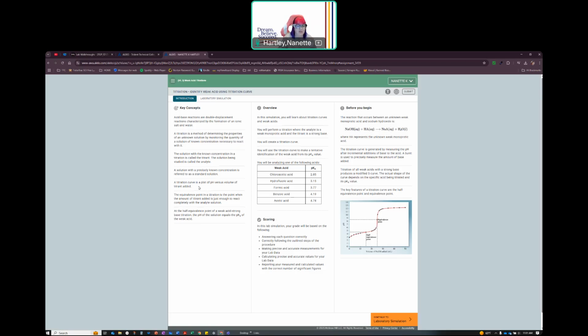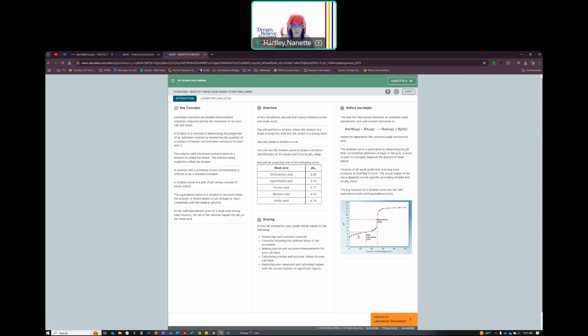So a plot of the pH versus volume is very important to us to be able to determine what that is. So we can look at that. We can use that to compare against known weak acids to determine what we're looking at. So we're going to be reacting NaOH versus our generic HA to get that NaA plus H2O, where HA represents an unknown weak monoprotic acid.